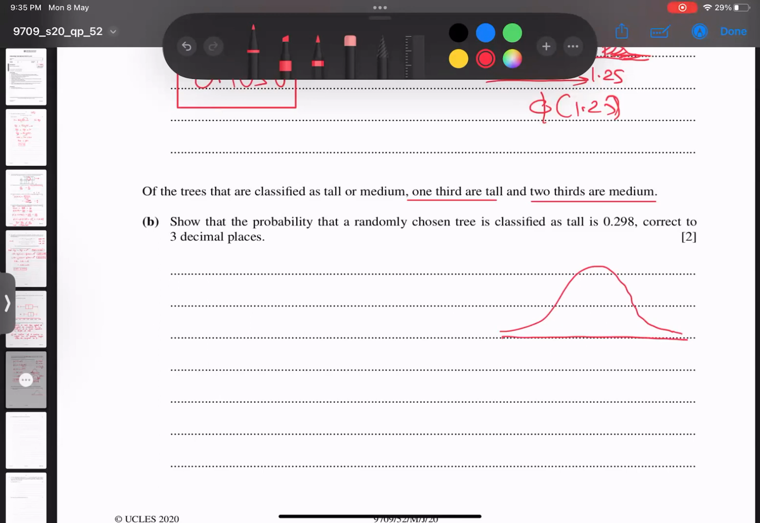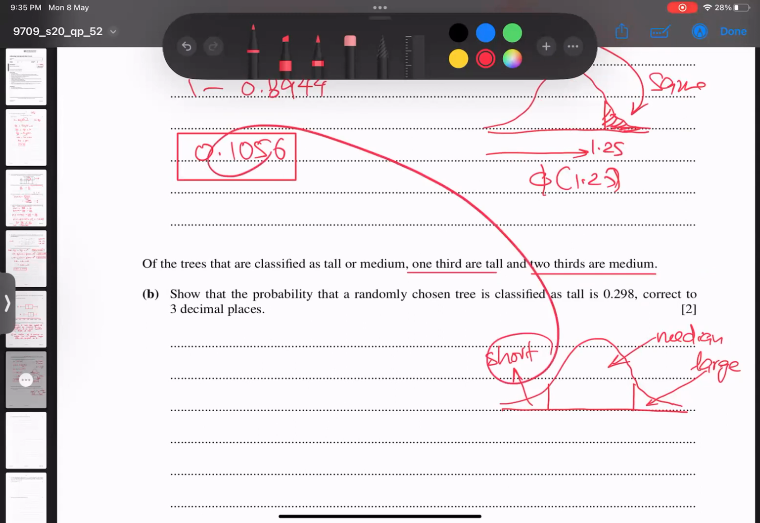So students, here we take 3 categories. This one we take as short, this we take as medium, and this we take as larger. This area, the shorter one's probability, we have already.